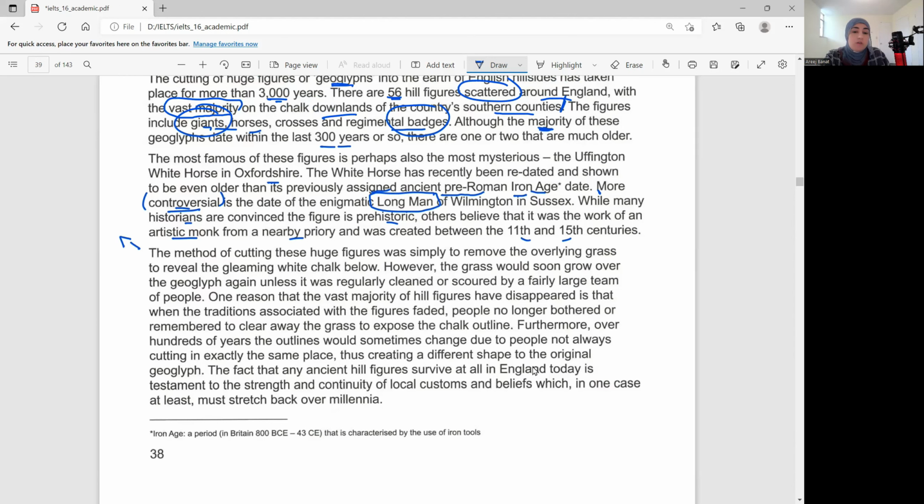The method of cutting these huge figures was simply to remove the overlaying grass to reveal the gleaming white chalk below. So they would cut the grass, and there is some sort of a substance that is called white chalk. It was already there. So when they cut the grass, you can see the shape below.